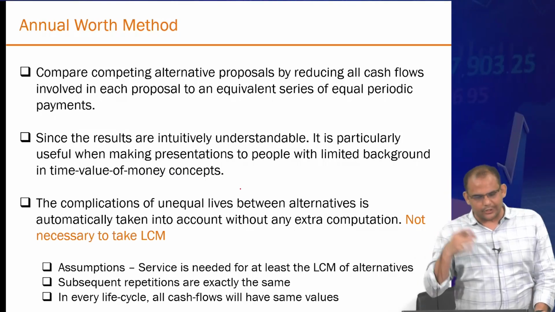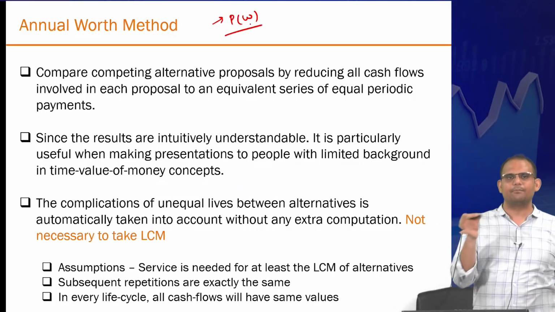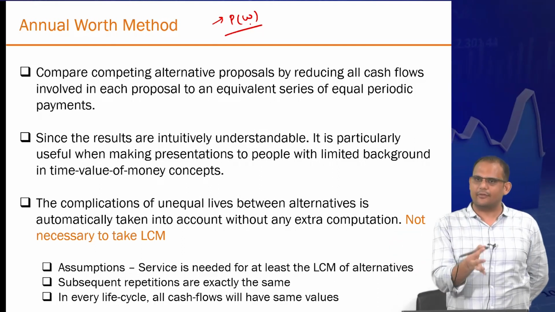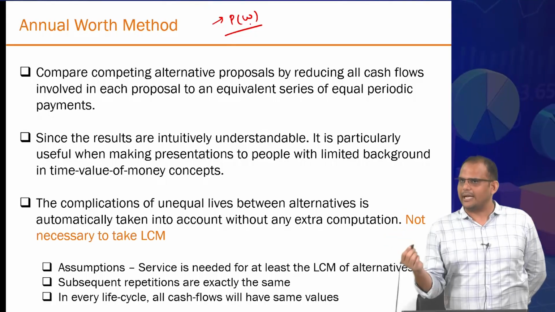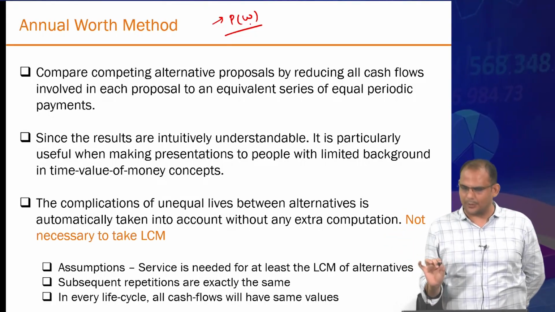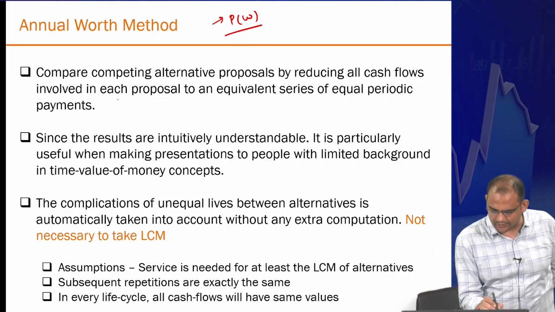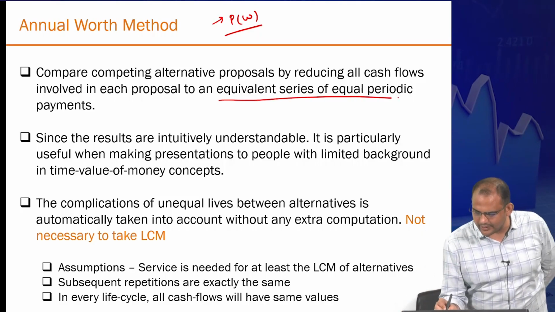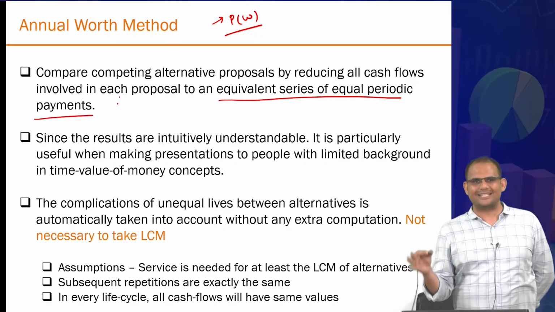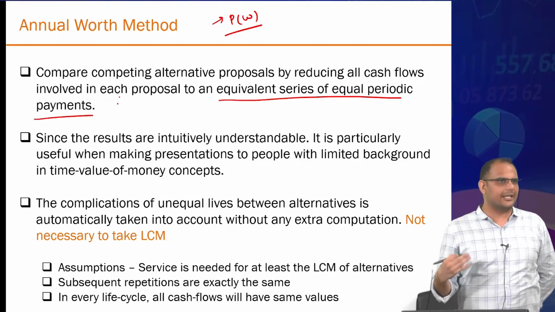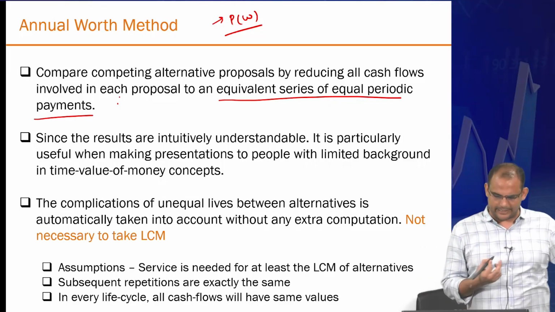Right? So earlier you were comparing all the cash flow series by converting them to a present worth and comparing. Now instead of that, you convert your entire cash flow series into an equivalent A amount, and then you compare that. Okay, that's the whole idea. So compare competing alternative proposals by reducing all cash flows involved in each proposal to an equivalent series of equal periodic payments. So instead of P, you are now estimating an equivalent A. The higher the equivalent A, the better is the alternative, and all other things that we saw are still applicable.